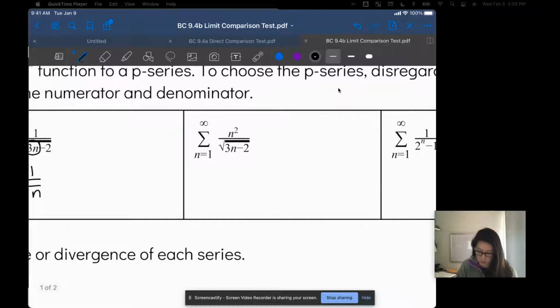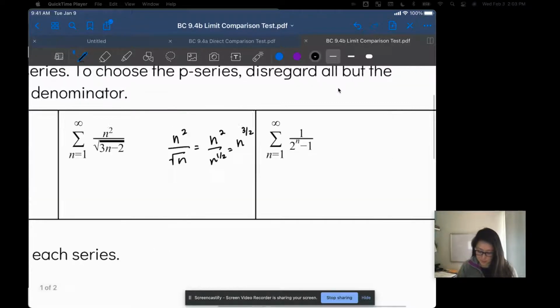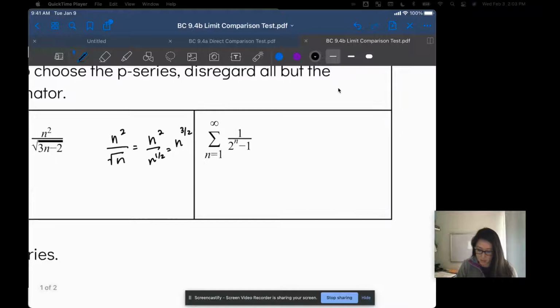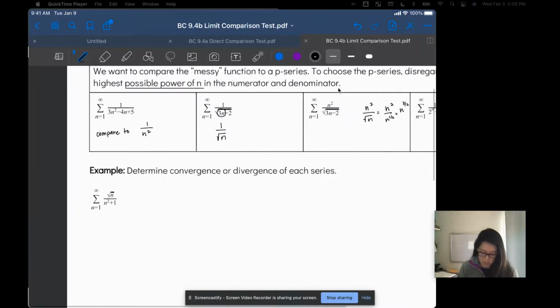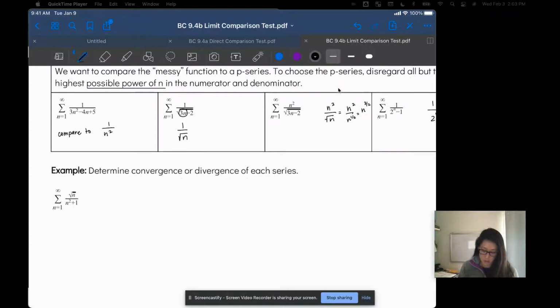So this one I would take n squared over the square root of n, which you could simplify if you want. n squared over n to the 1/2, subtract the powers to give me n to the 3/2. This one I would compare to 1 over 2 to the n. This one is not a p-series, it's a geometric series, but we can also figure those out. All right, we're going to determine the convergence or divergence of each series.